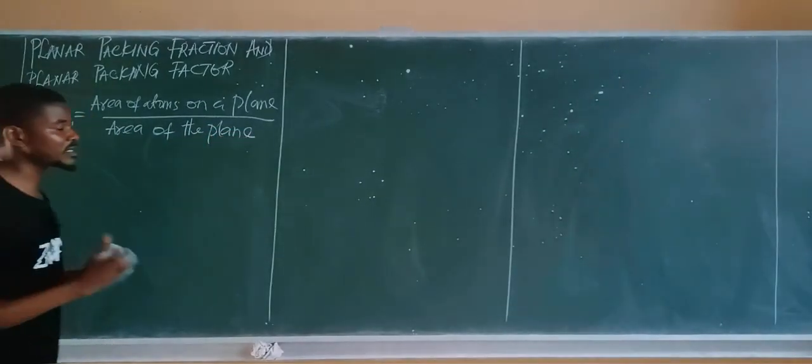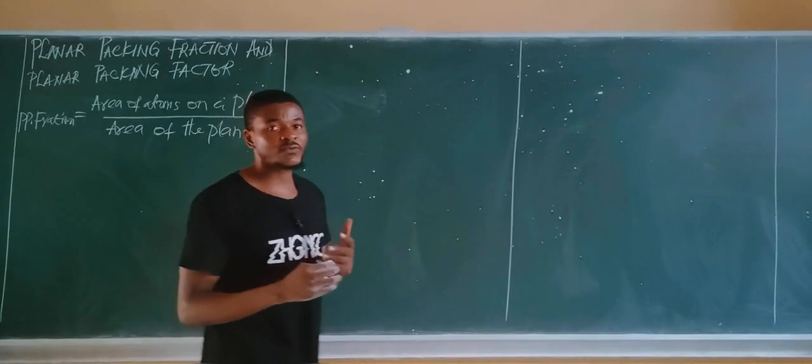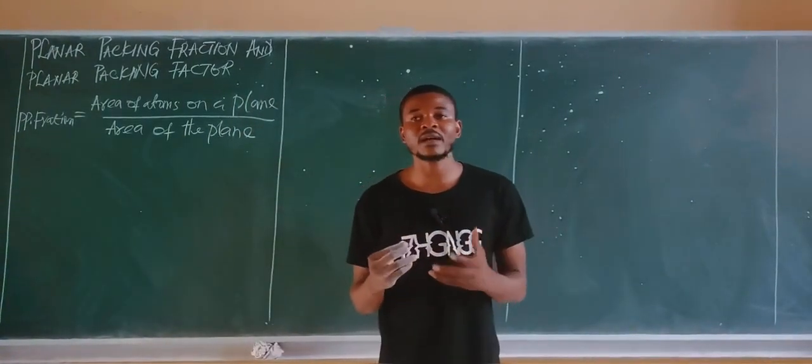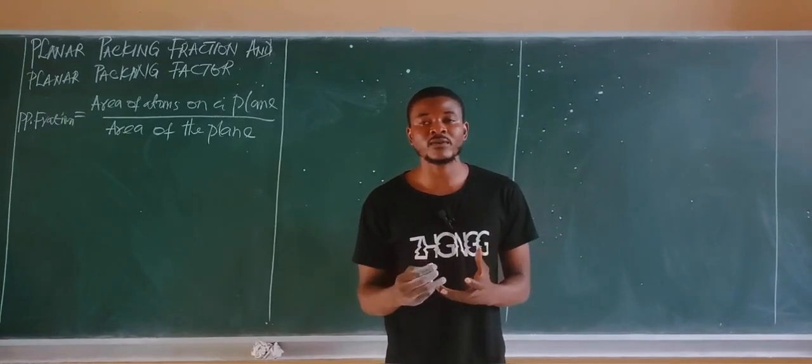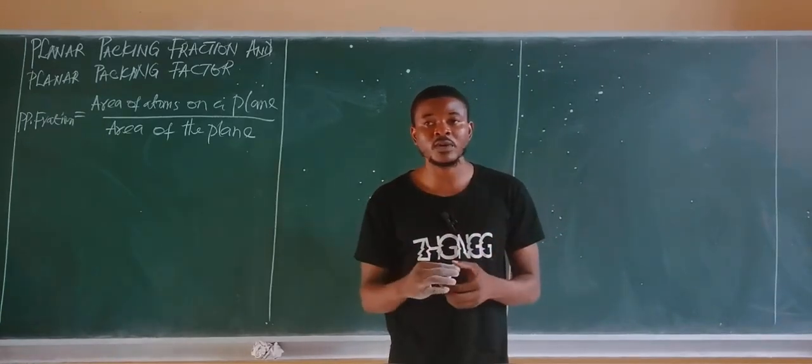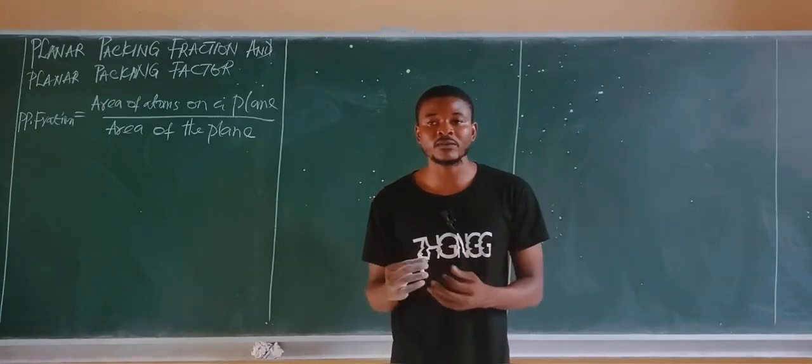So given a certain plane, it's just for you to determine the total number of atoms which exist on the plane, multiplied by the area of the atom itself. Of course, the area of an atom is always the area of a sphere, because atoms are spherical in shape. Then divide that by the area of the plane.